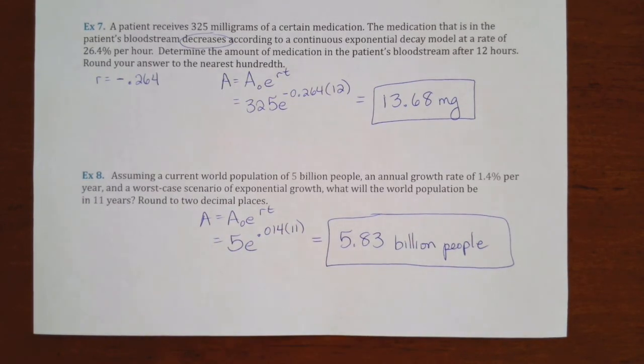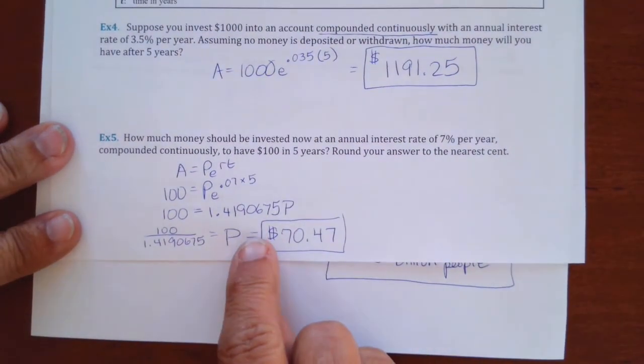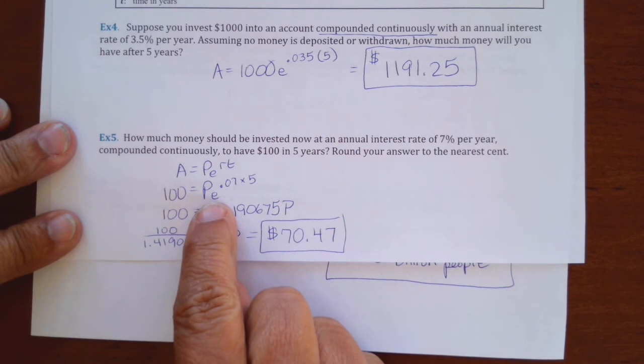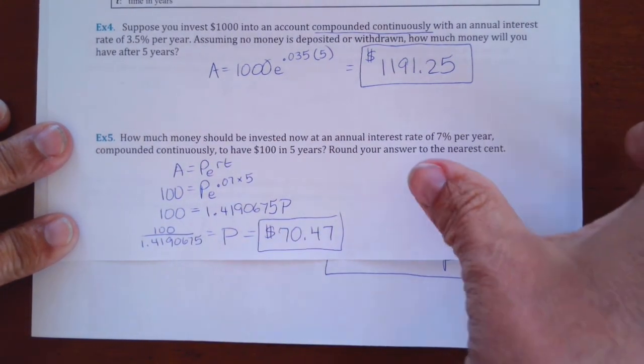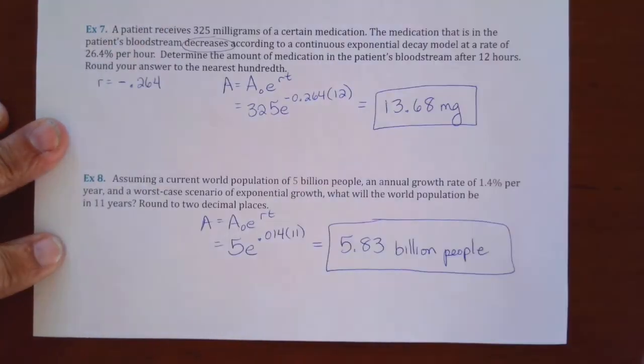The one I want you to be careful of, because in all the other ones we're finding the value, but don't forget, sometimes you're looking for the initial value and not the new amount, like we did in example 5. So just be careful with the wording when you see the problems.